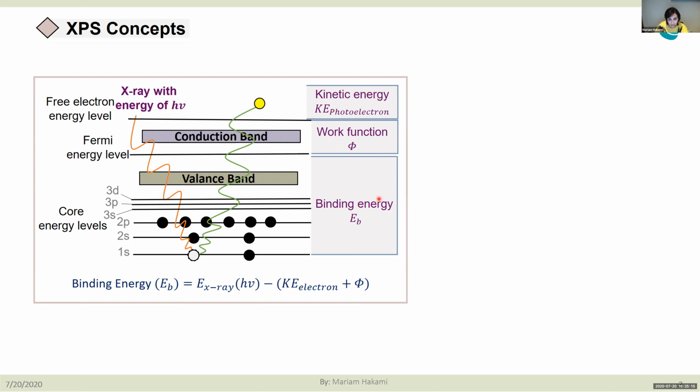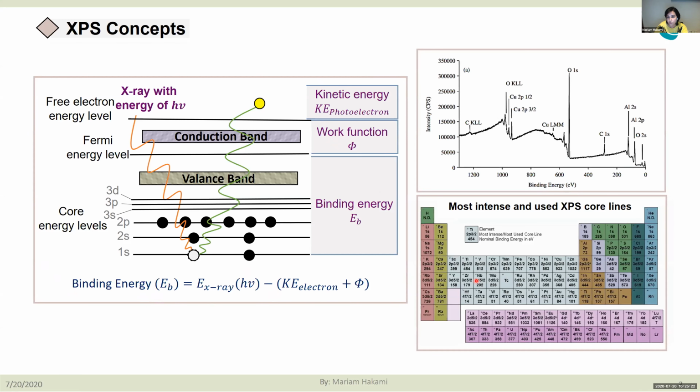To find that, we just use this simple equation, and then the device will do all the calculation for you, and you will see the peaks in each position. Here is the periodic table with the most common values that we use for each core level of each atom or element.